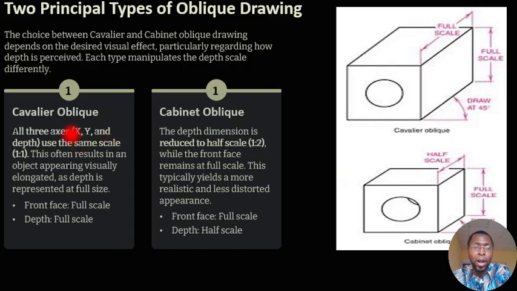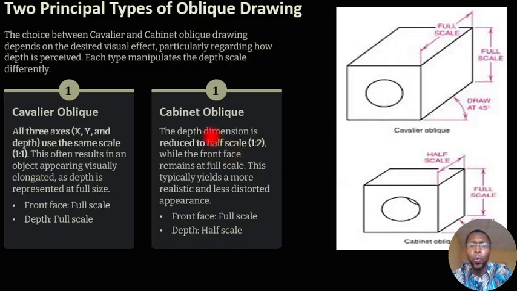Now, when we talk about cavalier oblique drawing, all the three axes use the same scale. In other words, the depth, the height and the length have the same scale. Okay, so we can see the depth is full scale, the height is full scale, and the length is full scale. So the three are full scale.